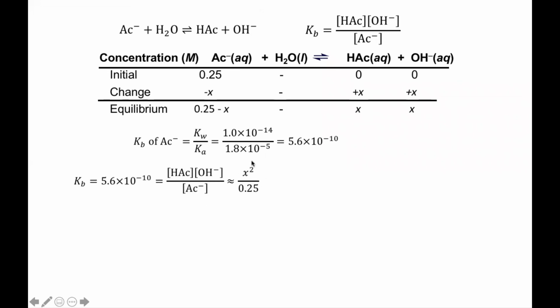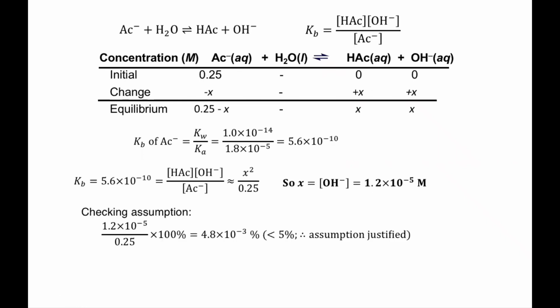So that's going to be approximately equal to X squared over 0.25, 0.25 being the initial concentration of the sodium acetate, but it's also going to be probably our equilibrium concentration because we're assuming that the amount here that's actually going to form the acetic acid is going to be very small and minimal. So X is then going to be equal to the hydroxide concentration, which is going to be equal to 1.2 times 10 to the minus 5 molar.